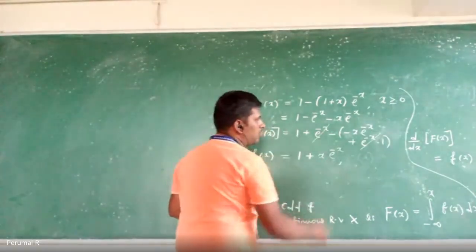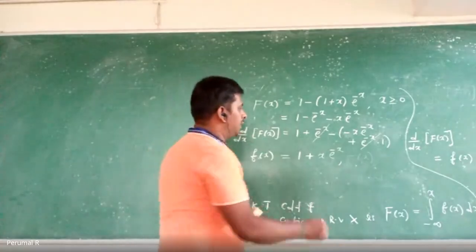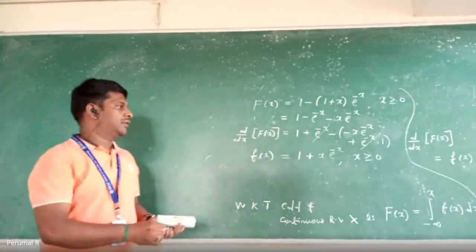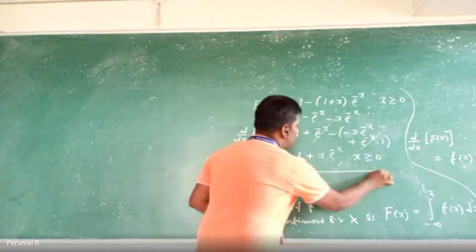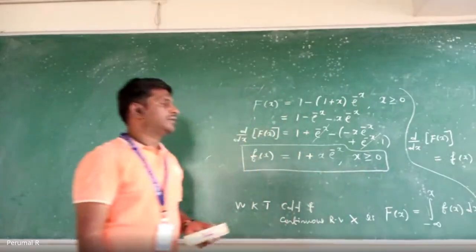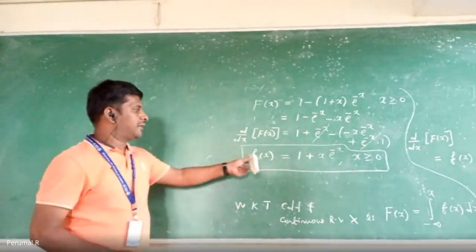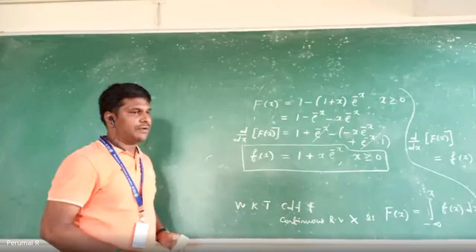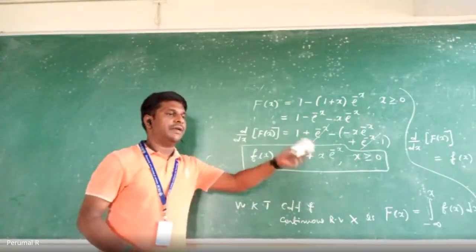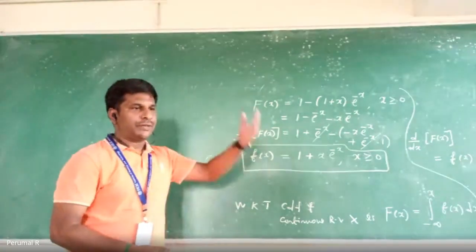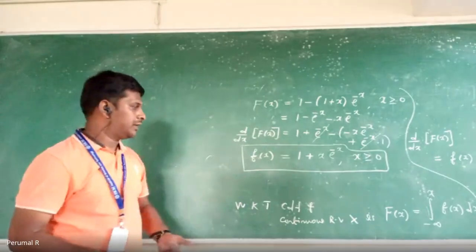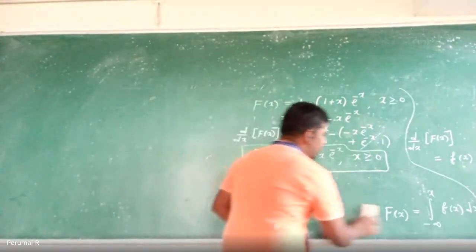The condition is given: it is valid only for x greater than or equal to 0. So this is your small f of x, your density function. After getting this function, we have to find the mean and variance. For the mean, before that we have to find the expectation of x and the expectation of x squared. Then only can we get the mean and variance of the random variable.